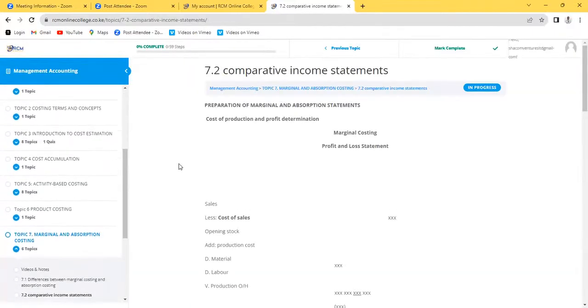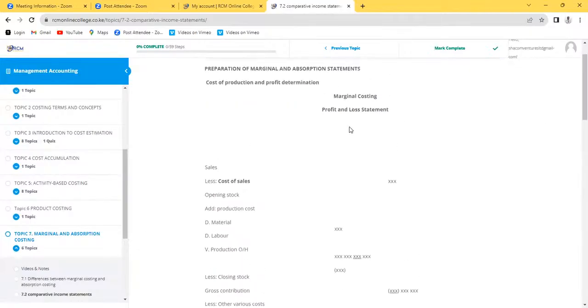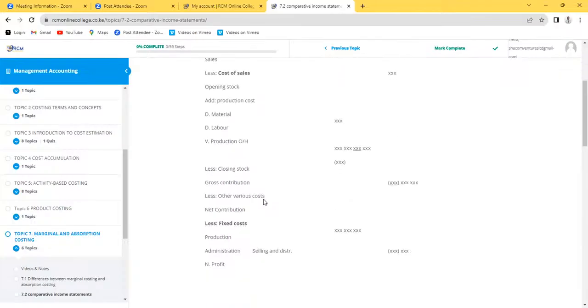Comparative income statements. Under marginal, this is what we are going to have. You need to have sales. Then you less the cost of sales, where we have opening stock, add production cost, where the production cost consists of material, direct labor, and variable production overhead. So having added the two, you multiply by the units that were produced.